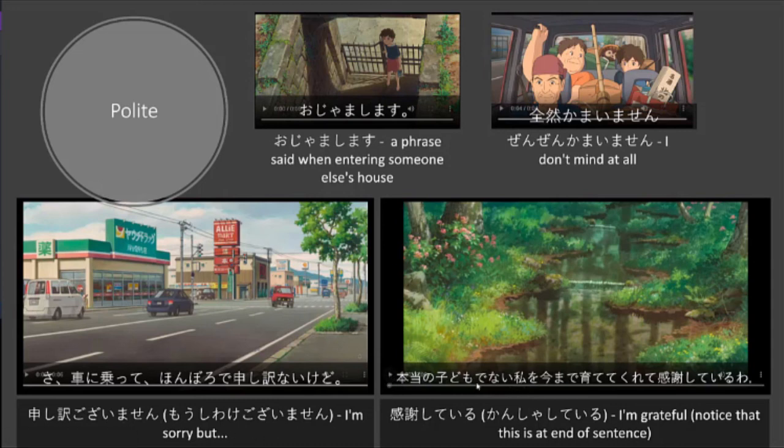And then we've got again this sentence we looked at. 本当の子供でない私を今まで育ててくれて感謝しているわ。 感謝している is just a nice way of saying I'm grateful for something.